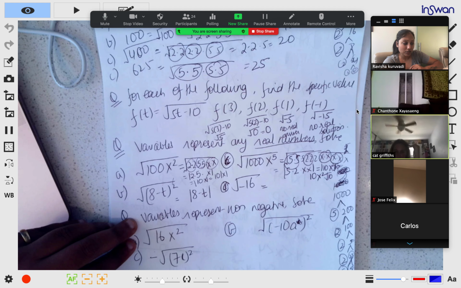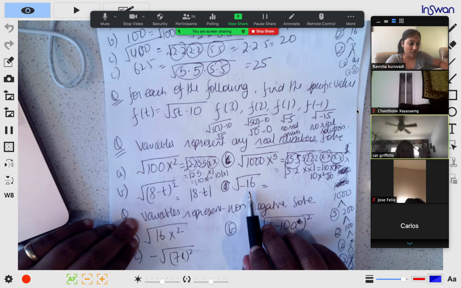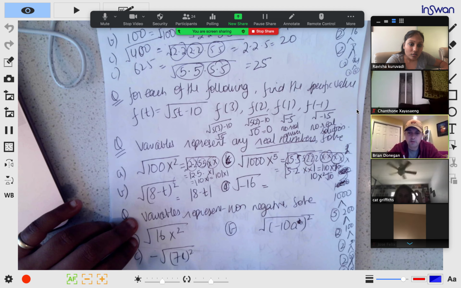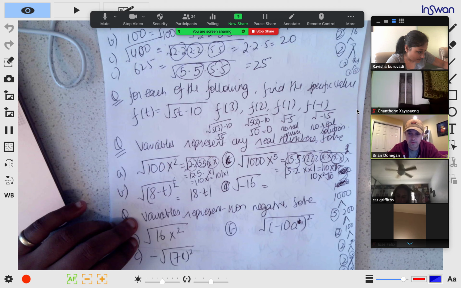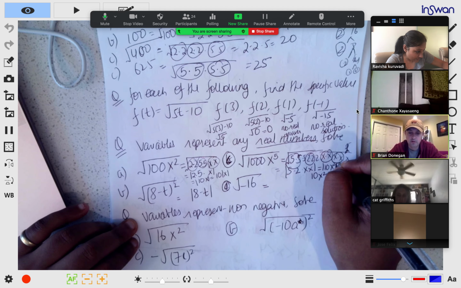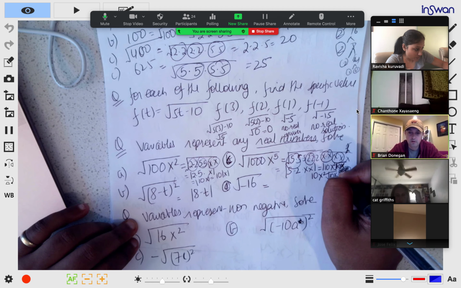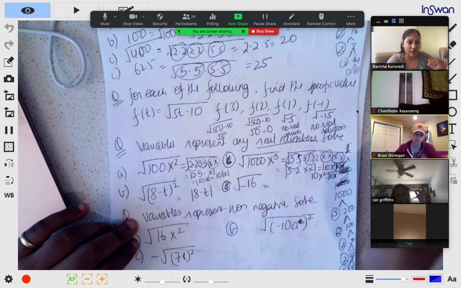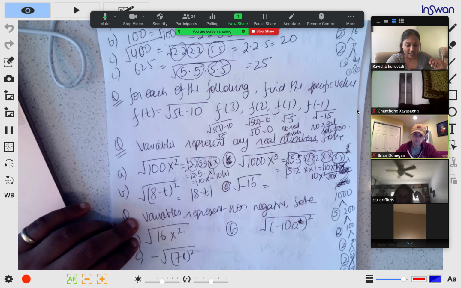So square root of negative 16. Wait, hold on, Professor. Wouldn't it be 10x squared square root of 10x? Because we're missing a fifth x. It's x to the power of 5. Yes, we are missing an x also. It's square root of 10x. Yes, correct.